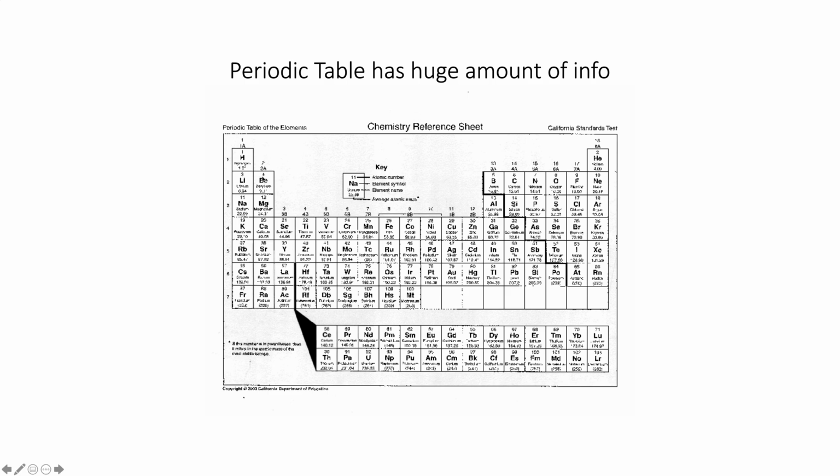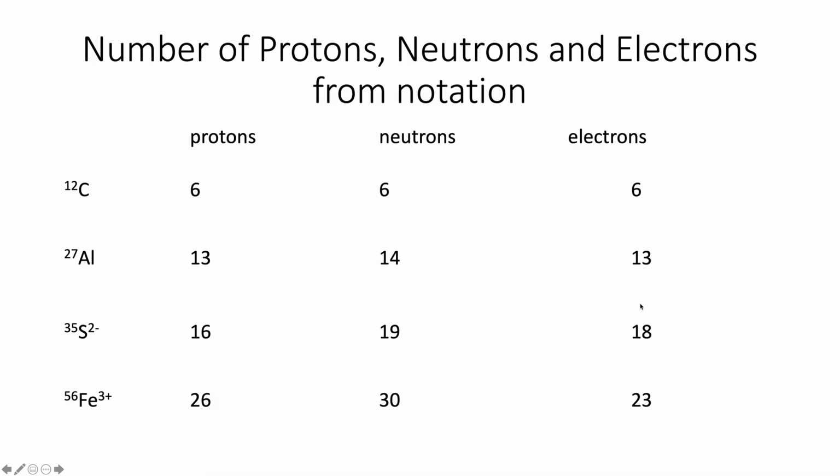Now this is kind of grainy, but you can see these numbers here: 1, 2, 3, 4, 5, 6, 7, 8, 9, 10, and so on, 11, 12. These are the atomic number. That's the number of protons. All right. It has a huge amount of information that we'll get to later as we progress.